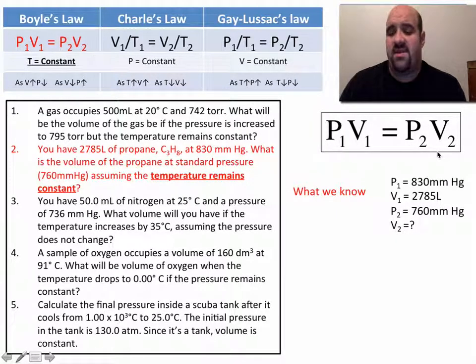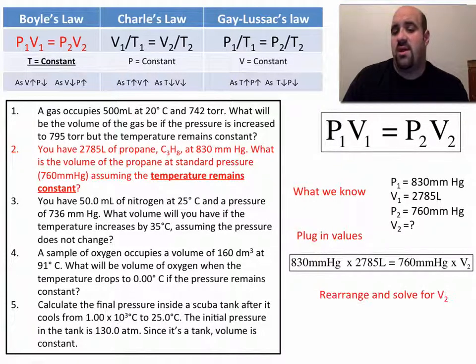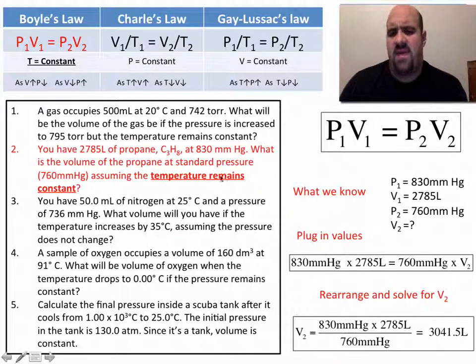We're just solving for V2 again. You plug in your values, and again you rearrange and solve for V2. So P1V1 equals P2V2. You plug in these three variables, and you solve for this one like you would solve for an X in math class. And you get 3041.5 liters.